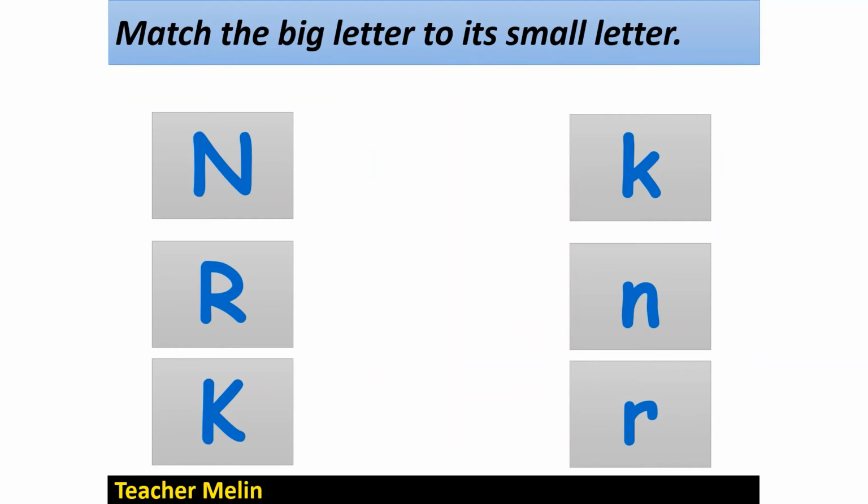Let's try this activity. Match the big letter to its small letter. N, R, and K. What is the small letter of N? The correct answer is n. How about for letter R? What is the small letter of R? The answer is r. And what is the small letter of K? The correct answer is k.